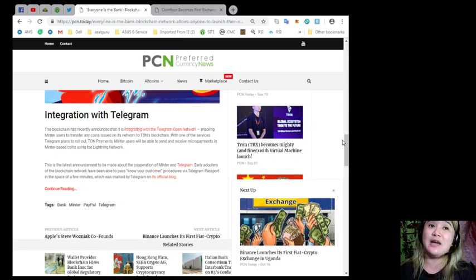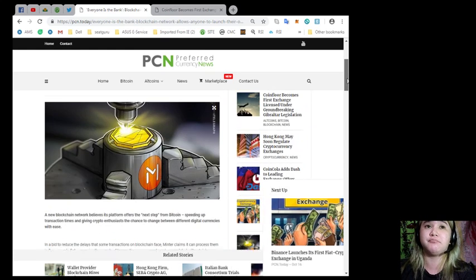This is the latest announcement to be made about the cooperation of Mintr and Telegram. Early adopters of the blockchain network have been able to pass Know Your Customer procedures via Telegram Passport in the space of a few minutes, which was marked by Telegram on its official blog.